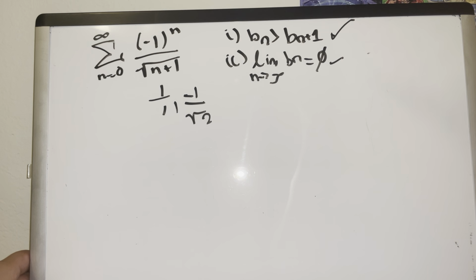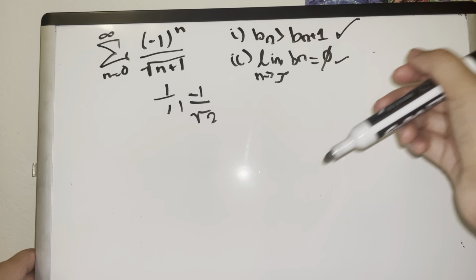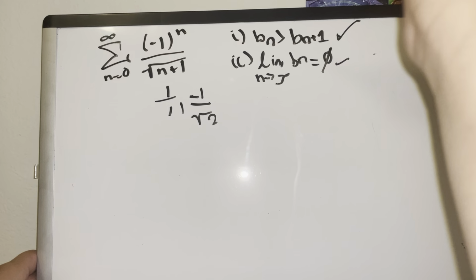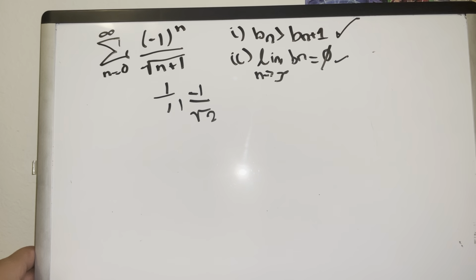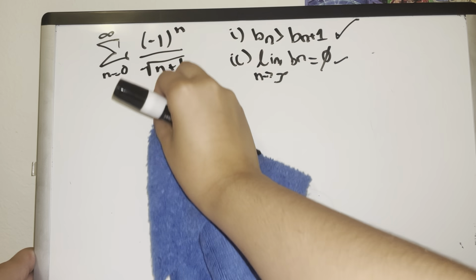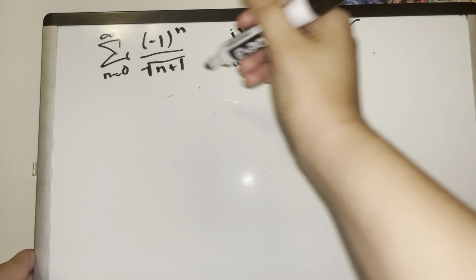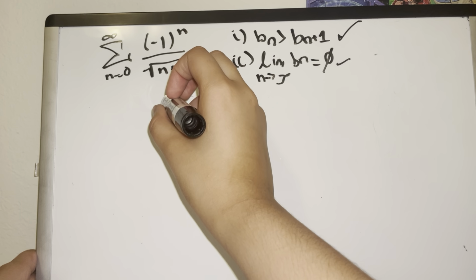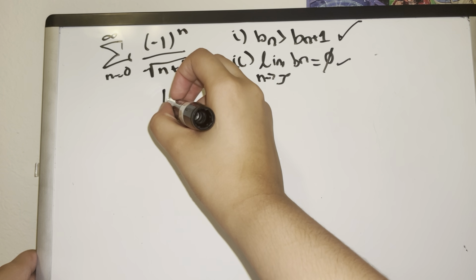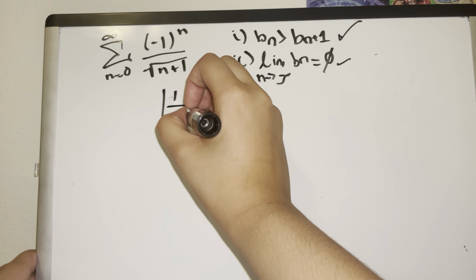So to see if it absolutely or conditionally converges, we have to take the absolute value of that. So the absolute value of that would be 1 over the square root of n plus 1.